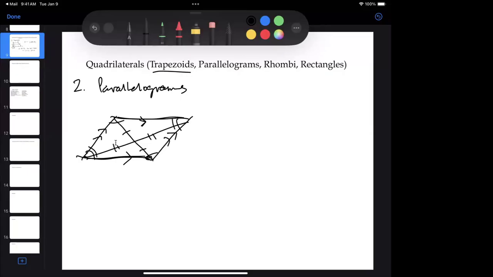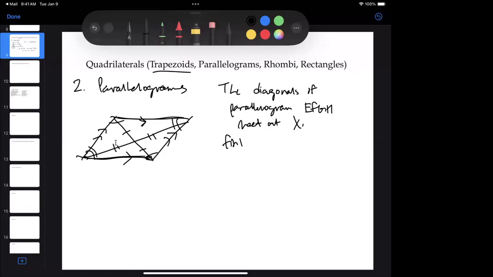So we get that. Okay, how about we do this question? The diagonals of EFGH meet at X. Find the distance from X to EF.